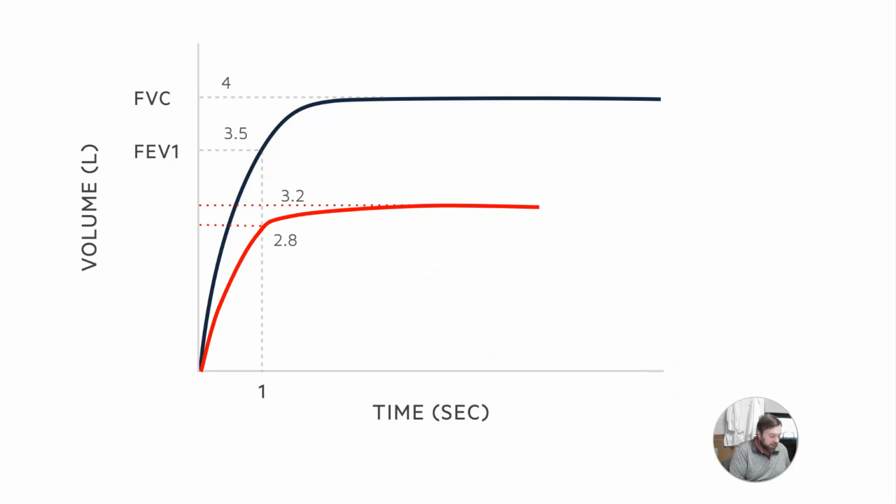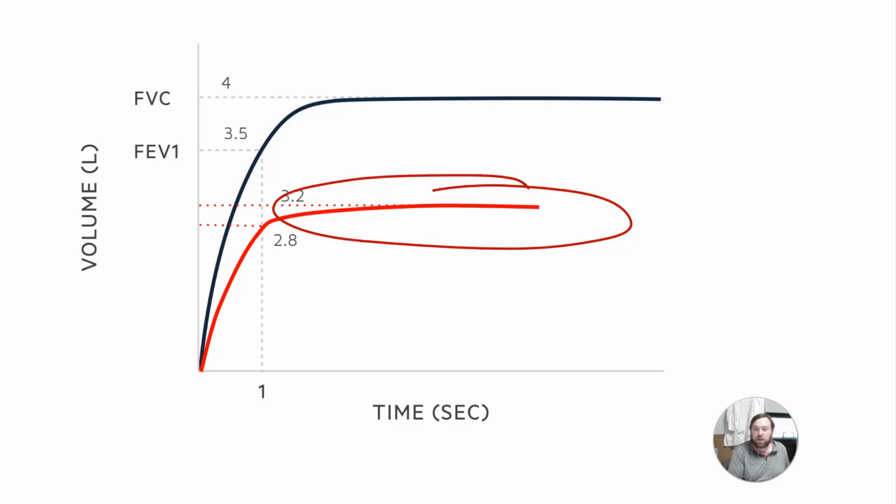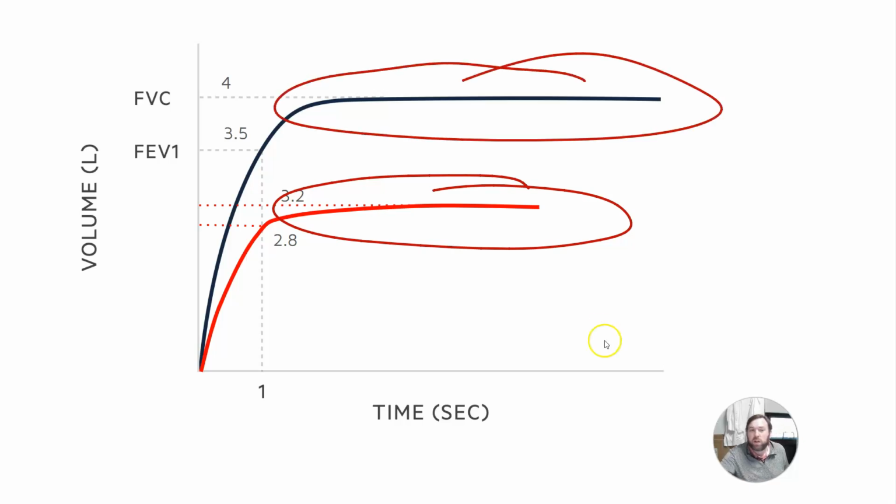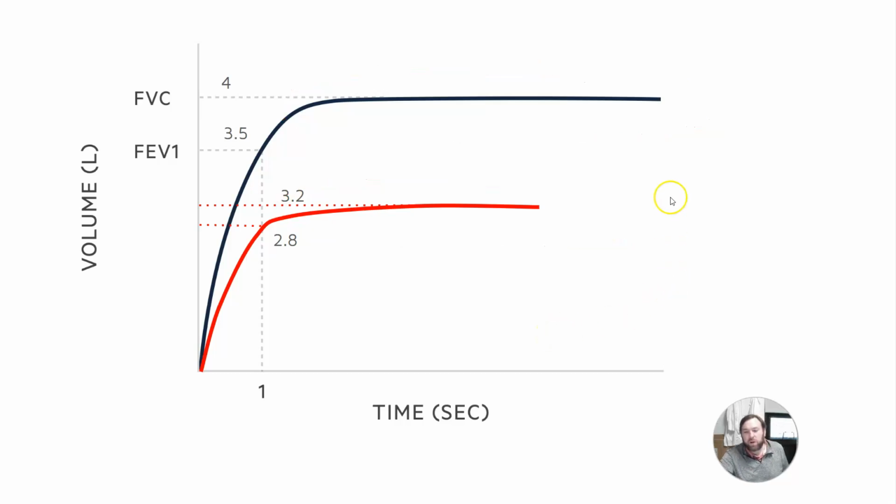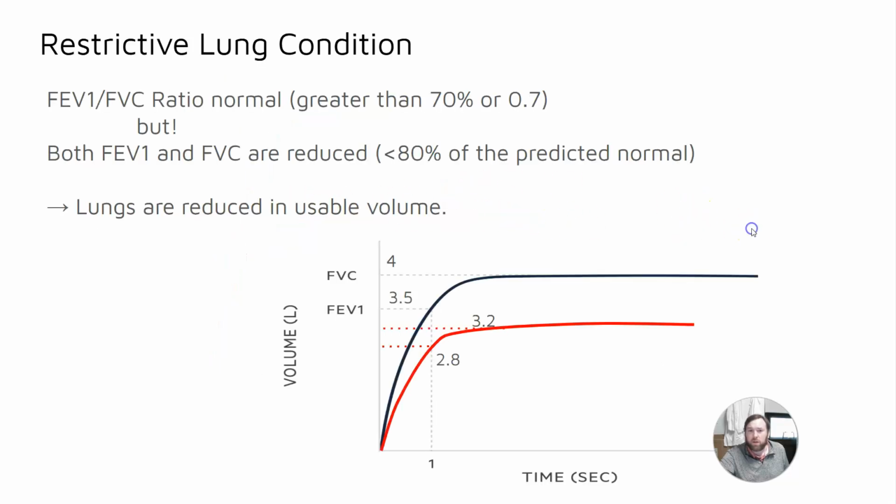But we do notice something very odd here, that this value of their FVC is very, very low compared to the maximum or normal that we should expect that patient to have. So if they pass the FEV1 to FVC ratio, but they still have problems getting as much air as possible, well, that's probably going to be a restrictive lung condition. The FEV1 to FVC ratio is greater than 0.7, but both the FEV1 and FVC are reduced, in this case, less than 80% of the predicted normal value.